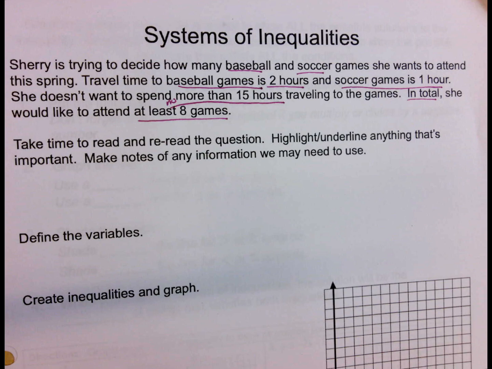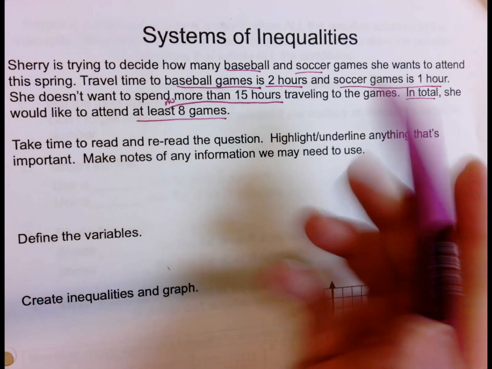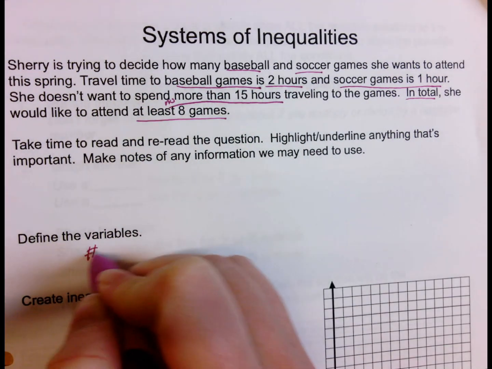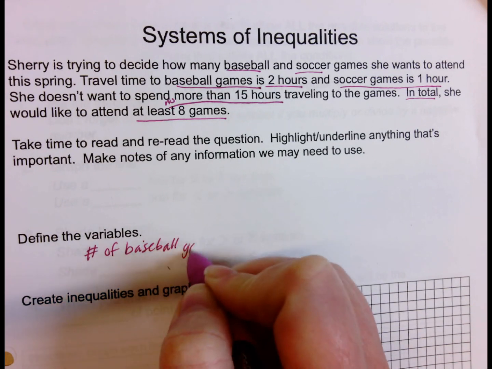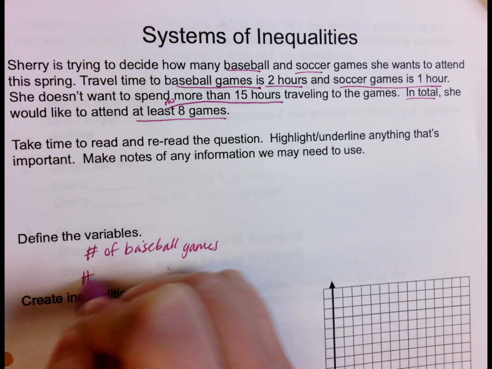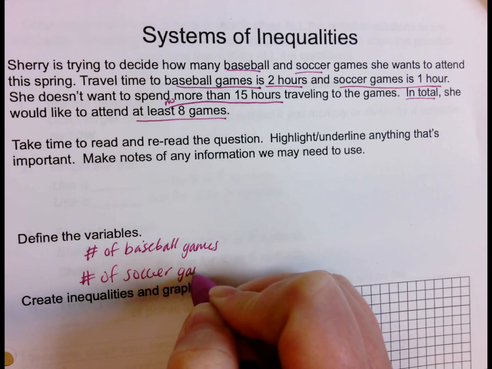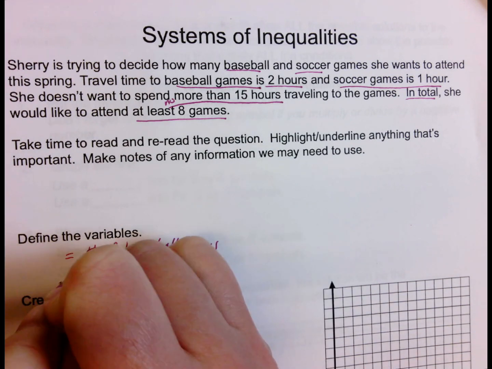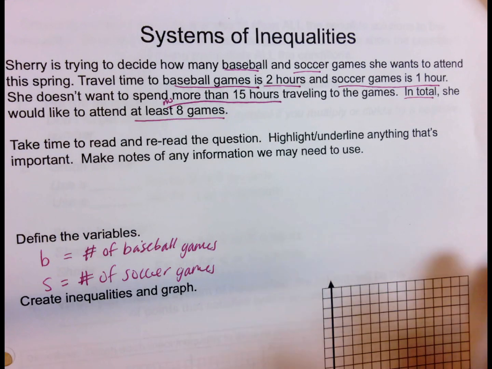All right, so first off, we're going to start by defining the variables. She's trying to decide how many baseball and soccer games. So we're going to be talking about the number of baseball games for her to attend and the number of soccer games that she wants to attend. And so I'm going to use B for baseball games and S for soccer games.